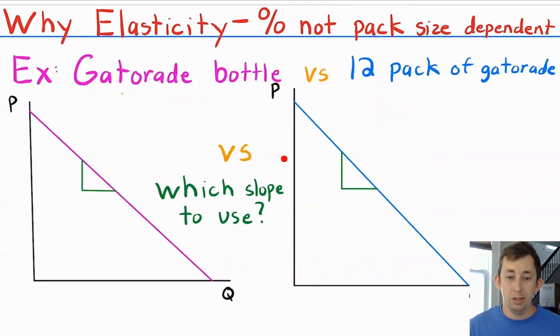If you have two demand curves, this is for single Gatorades and this is for 12-packs, which slope do you use to calculate how sensitive quantity of Gatorade demanded is to price? Where this price is for a single Gatorade, this price is for a 12-pack. So maybe this price is a little lower. Maybe this demand curve has a different slope than the demand curve for a single Gatorade. So which one do you use? Well, if you use elasticity, it's a percentage change, and so pack size won't matter.